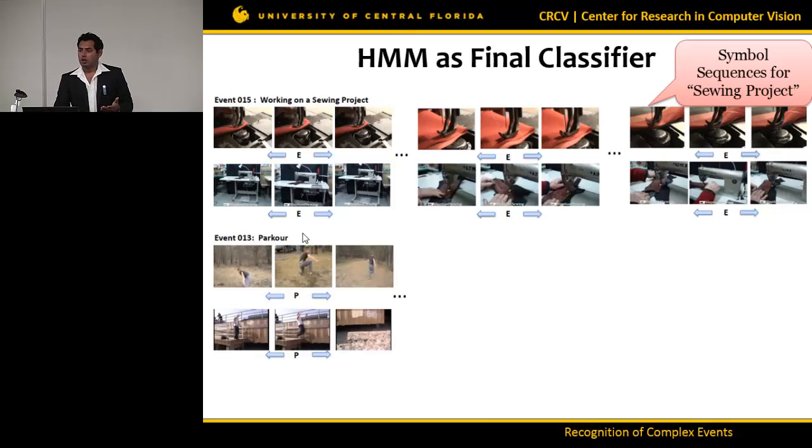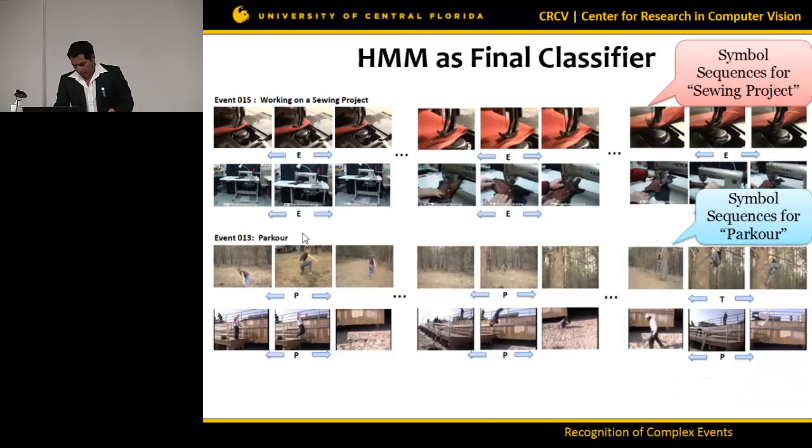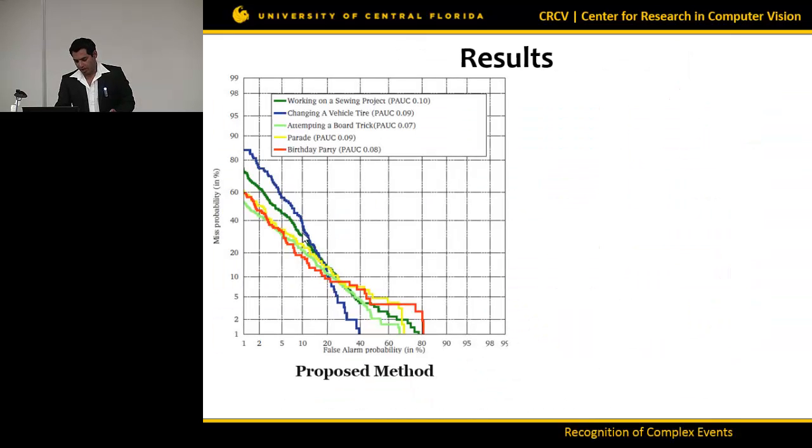So each video is now represented using these symbol sequences, and you can use them for training your final HMM-based classifier. And here are some results corresponding to that. This is our proposed method. Basically, the area under the DET curve is what you want to observe going down.